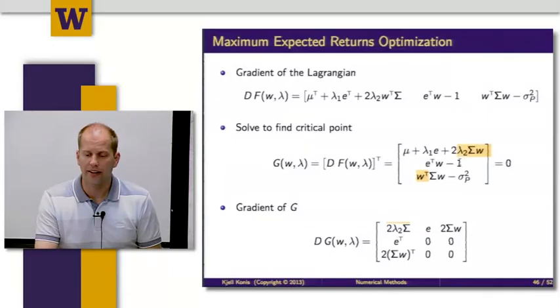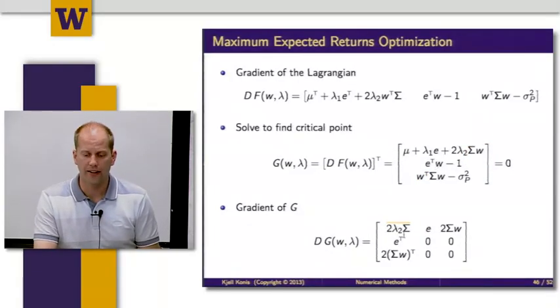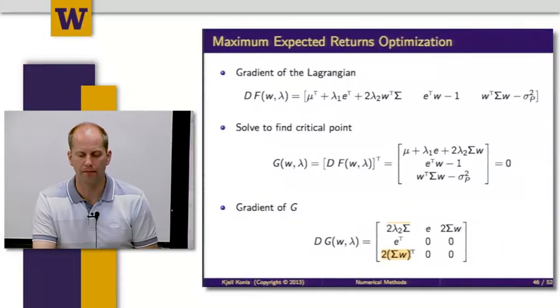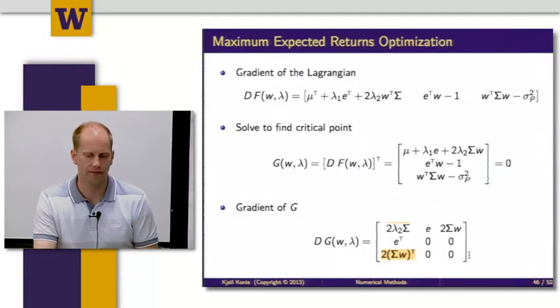So then when I take the derivative of the second line with respect to w, I just get e transpose. And since there's no lambdas anymore in here, the bottom right block is always going to be 0. And so then again at the bottom here, I take the derivative of this quadratic form, and that's what's going in here.